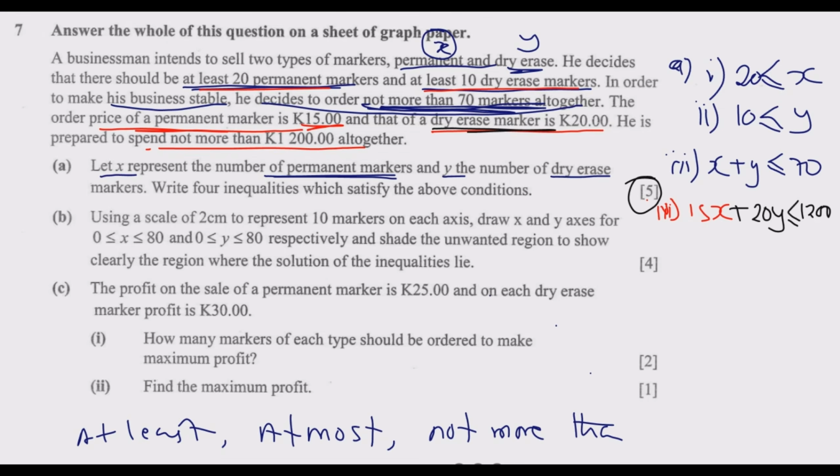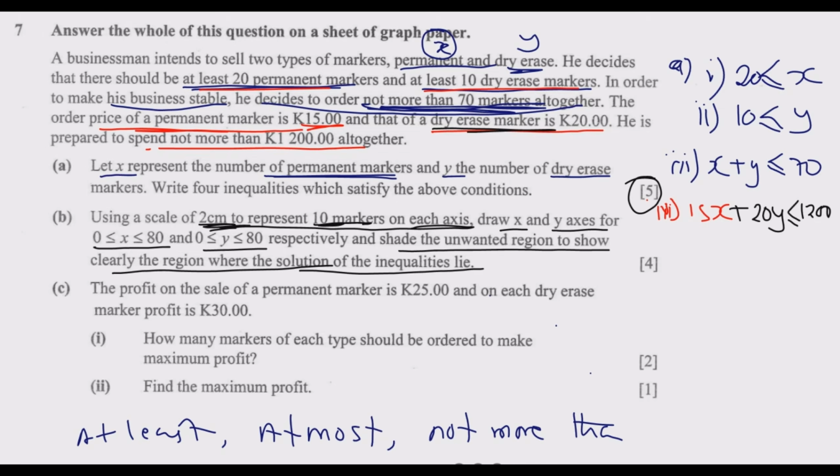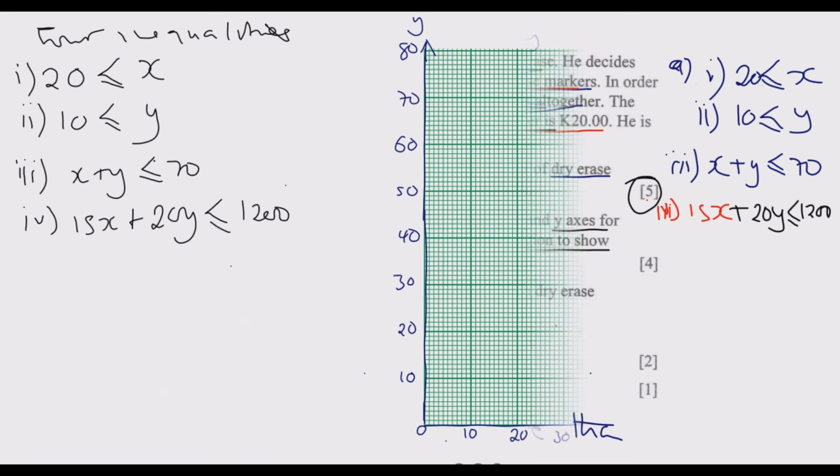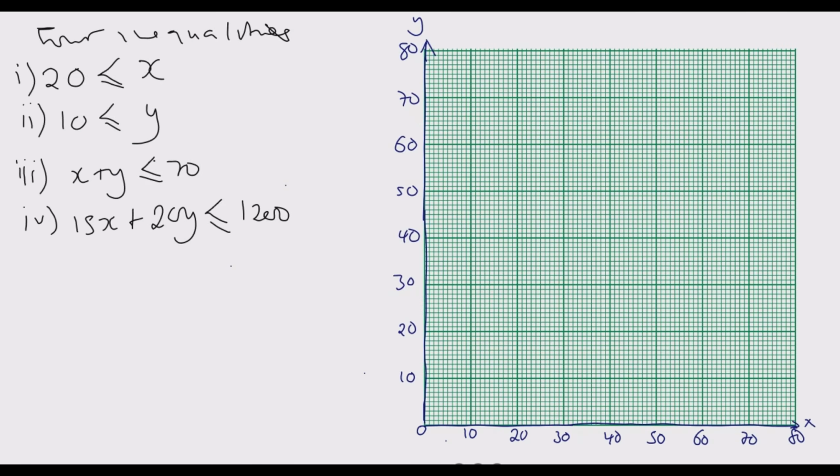Then we are told that using a scale of 2 centimeters to represent 10 markers on each axis, we need to draw X and Y for this interval respectively and shade the unwanted region clearly, showing where the solution must lie. Once we do that, we get the 4 marks. So let us move straight to the graph paper where we are going to shade this part. So we have now the graph.